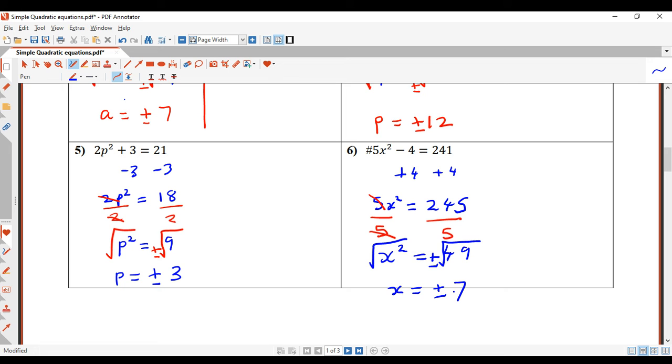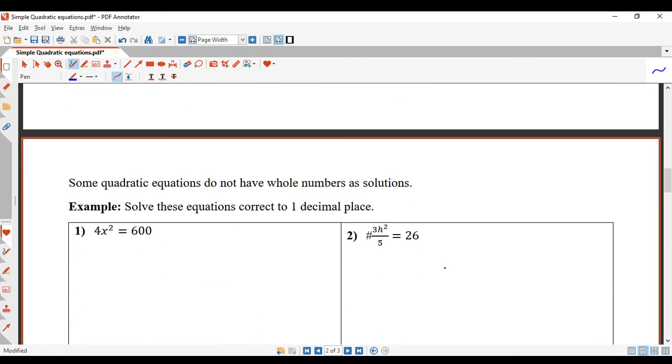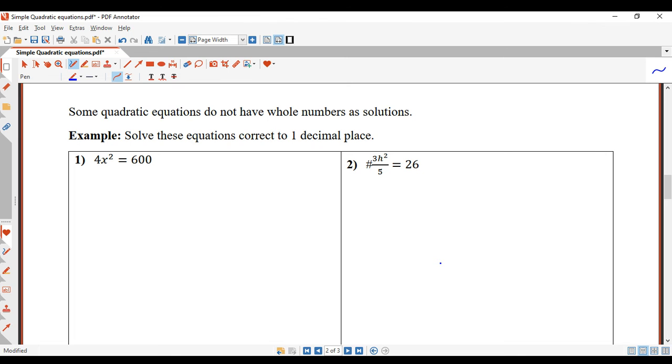Okay, let's have a look at some other examples now. Now, some quadratic equations do not have whole numbers as solutions. So let's have a look at these ones. So I'll do the first one. So for this one here, let's write the question out again. In fact, we're going to have one decimal place in our answer.